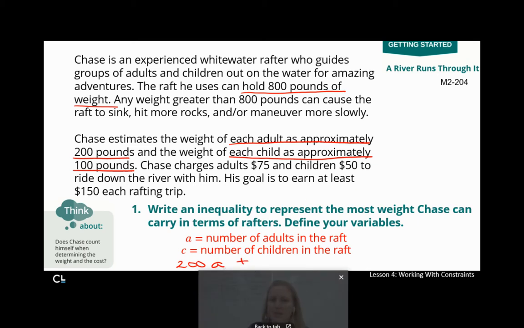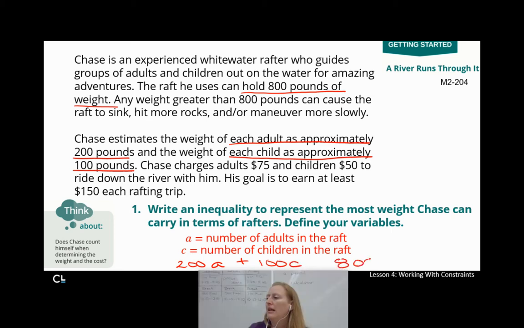Plus, we've got the weight of the kids, right? Any kids that are in the raft. So plus 100C, so 100 pounds per child. Now, 800 is the max. We can have less than 800 pounds in the raft. We can have exactly 800 pounds in the raft, but you can't go over that. So I need this total weight to be less than or equal to 800 pounds. Just can't go over that, or it gets dangerous, right? We start putting people's lives at risk, and that's no good.